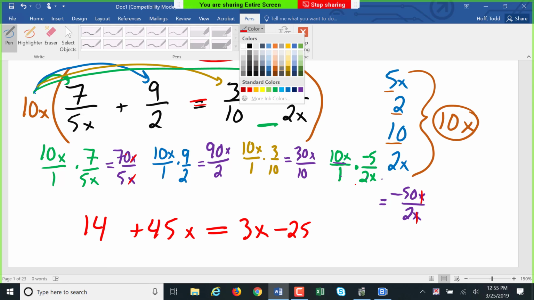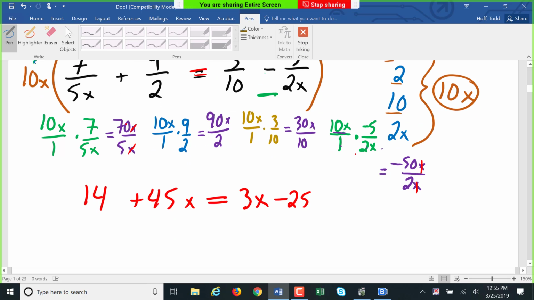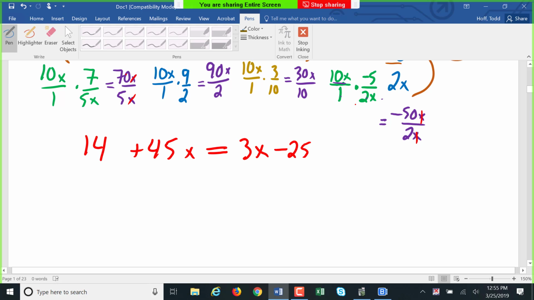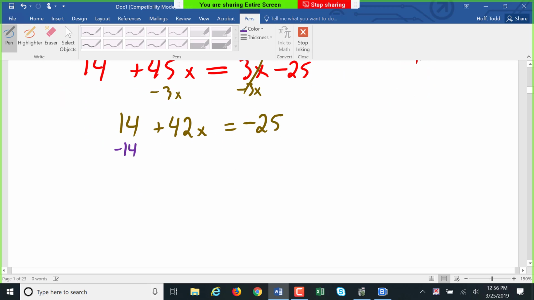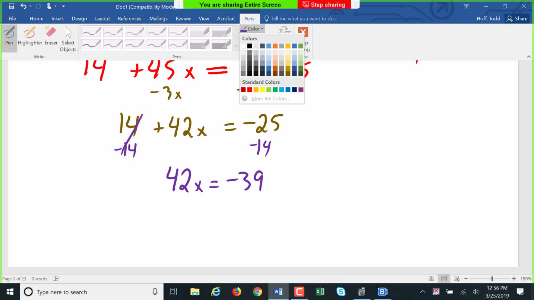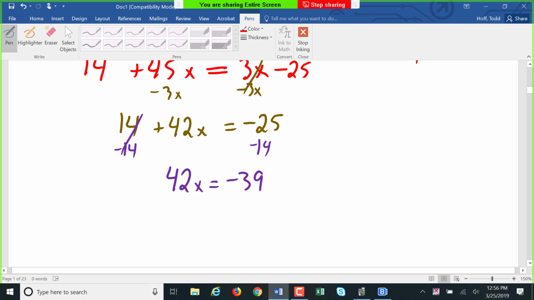Now we've eliminated all of the fractions. Is there anything we need to combine on either side? No, everything's combined. Is the variable on only one side? No, so what do we have to do? Subtract 3x. So we now have 14 plus 45 minus 3 is 42x equals a negative 25. What's next? Subtract 14 to get x by itself. 42x equals negative 39, and then divide by 42. X equals a negative 13/14.